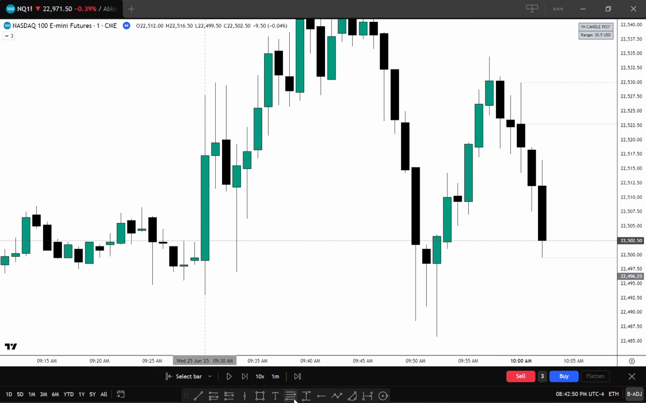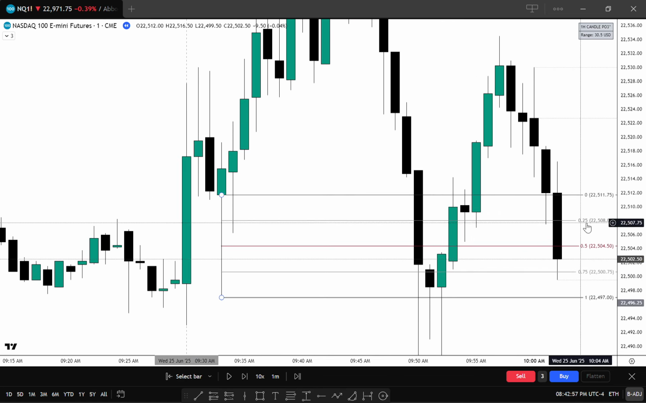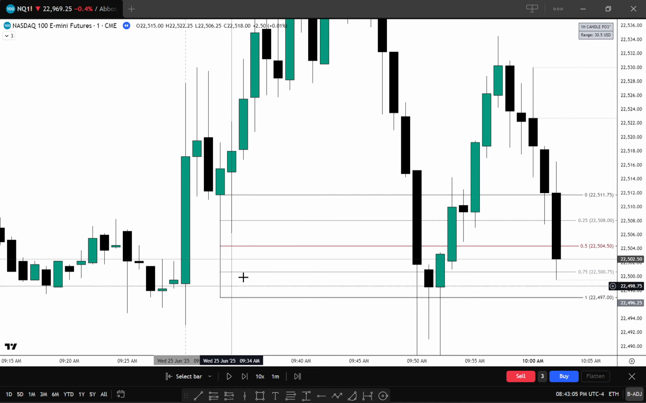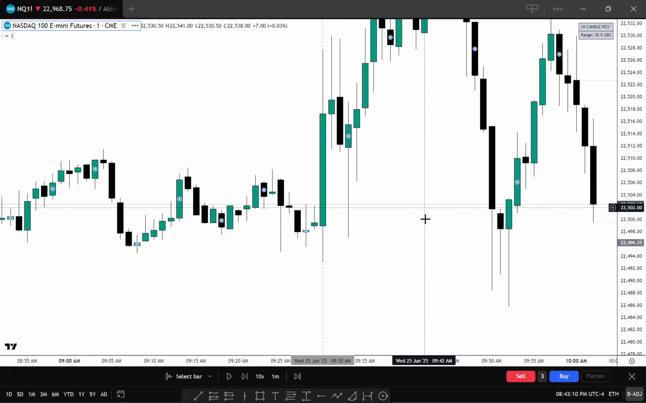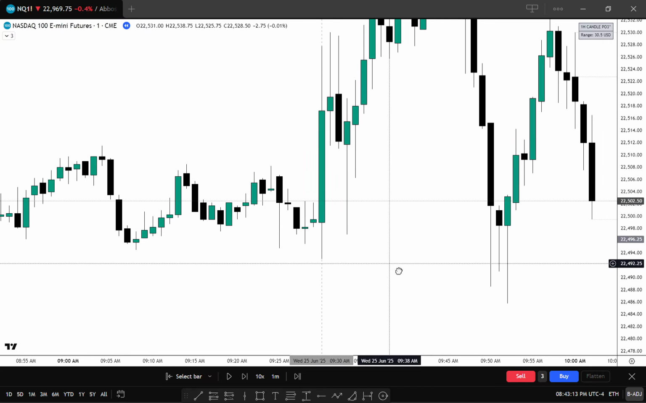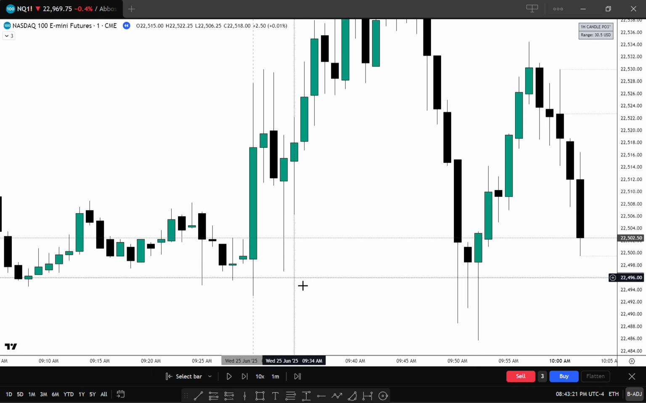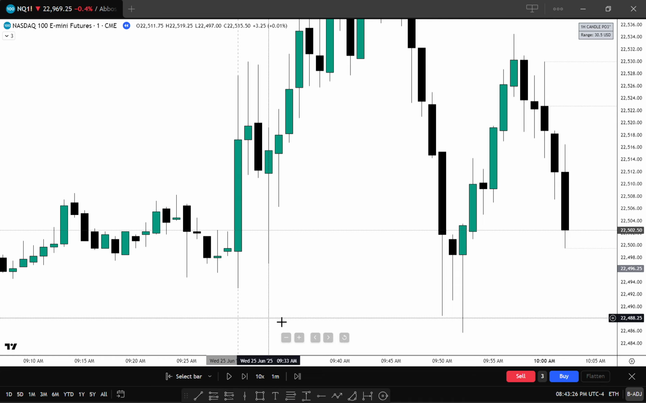You want to break up these long wicks, which took liquidity, into segments of quarters. So the 0.25 level, the 0.5 level, which is the CE, 0.75, and then the actual low. So you want to monitor the long wicks and the reaction to them. Now you can even look for SMTs on these long wicks. So if the long wick is formed on ES, but not a long wick formed on NQ, that's also a sign of manipulation.